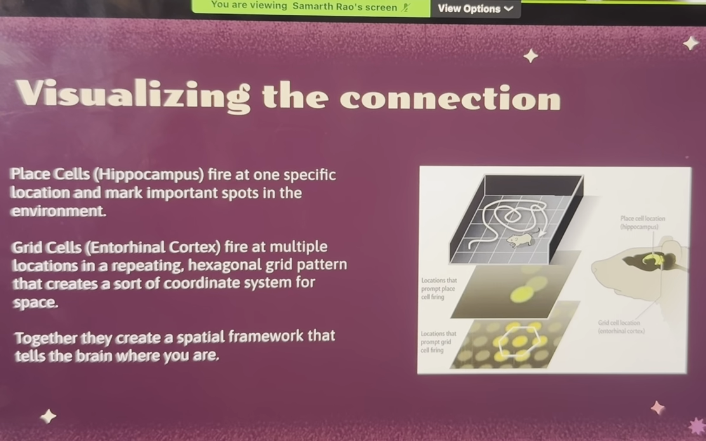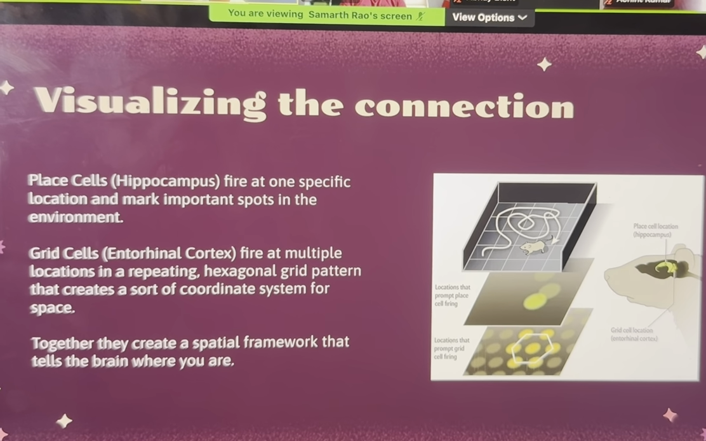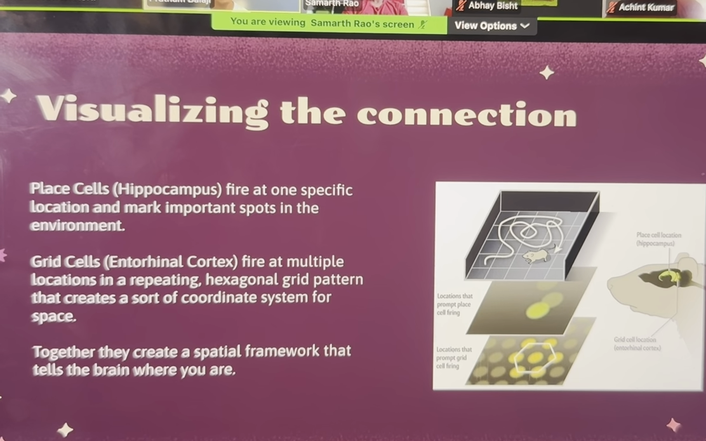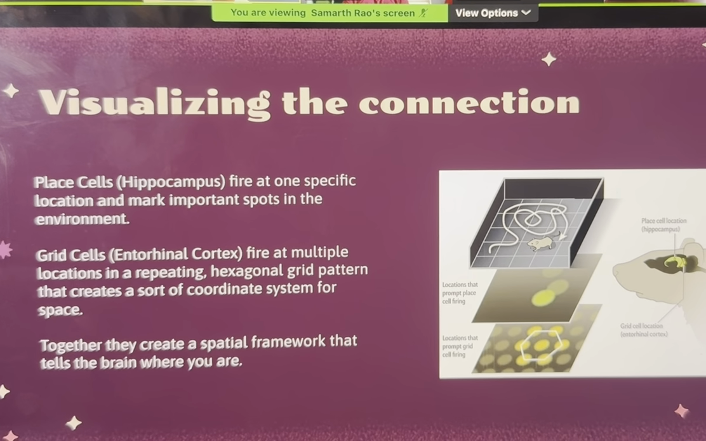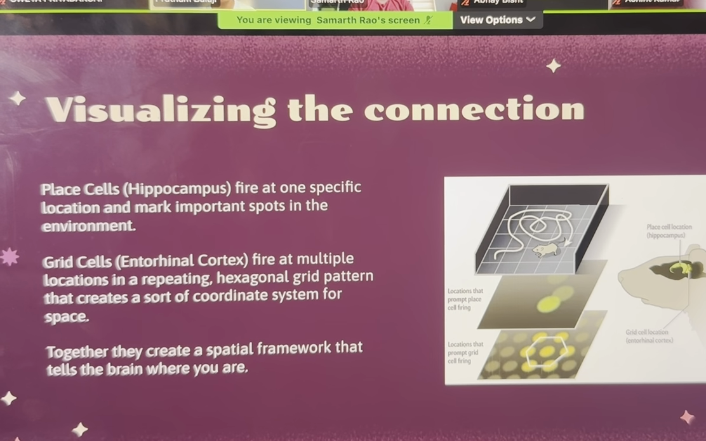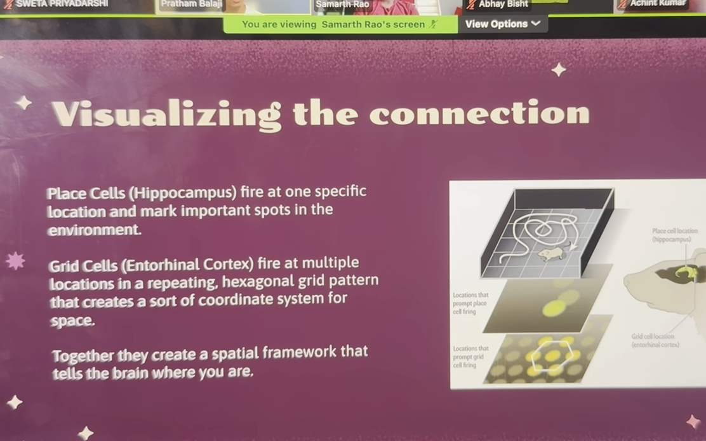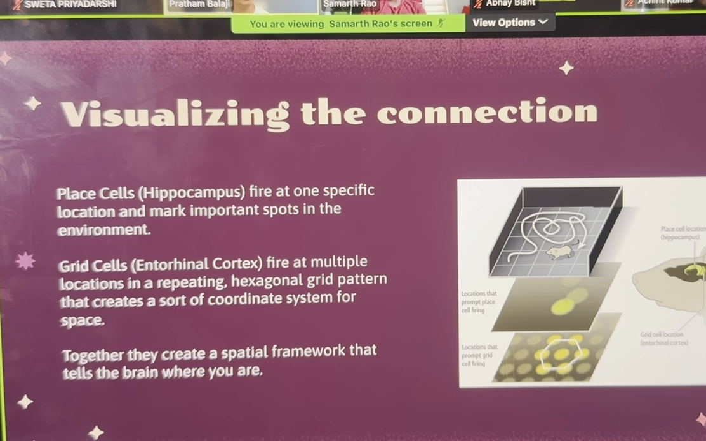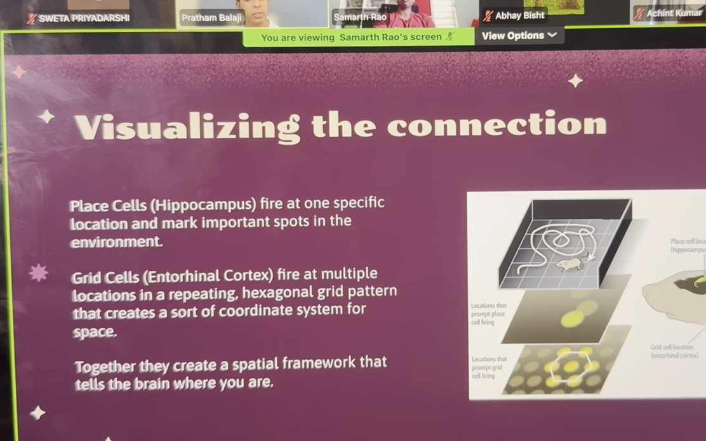So place cells fire at one specific location in the environment. This slide is to help you understand how they all connect to each other. So place cells fire at one specific location. Grid cells are periodic and fire at multiple locations in a repeating hexagonal grid pattern in the environment. They're connected to each other, and when you go from one location to the next, the connected grid cell fires. So grid cells make up modules, and then the modules make up place cells. Together they create a spatial framework that tells your brain where you are in an environment.